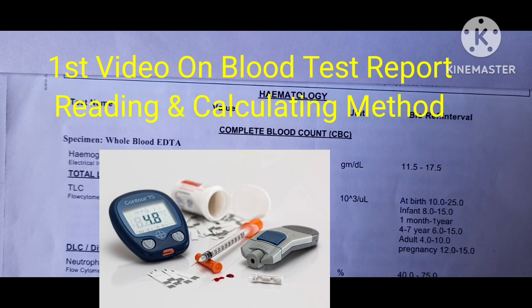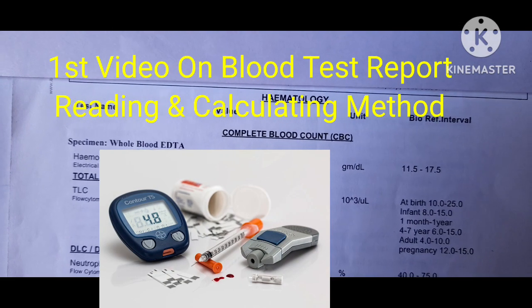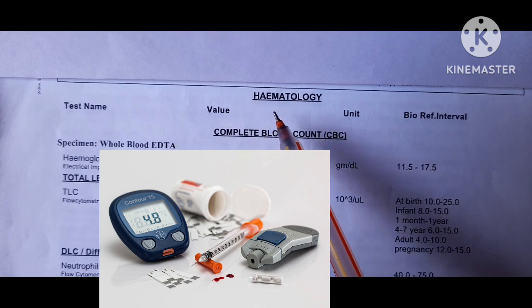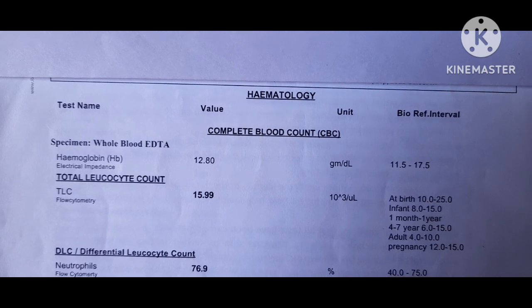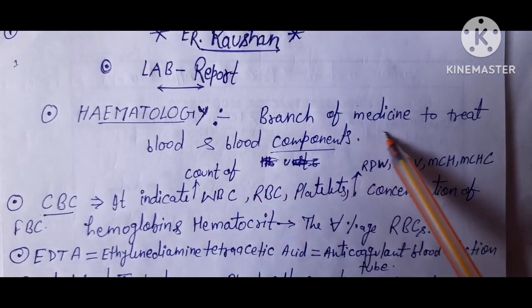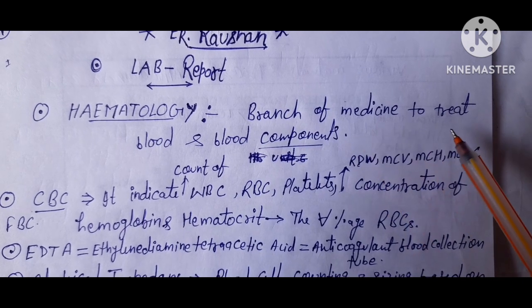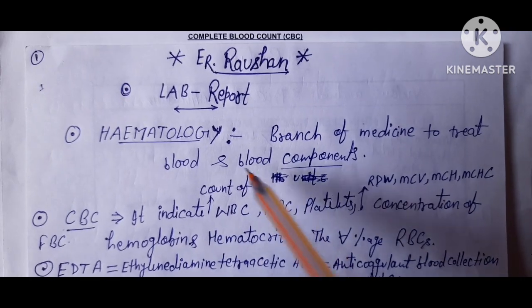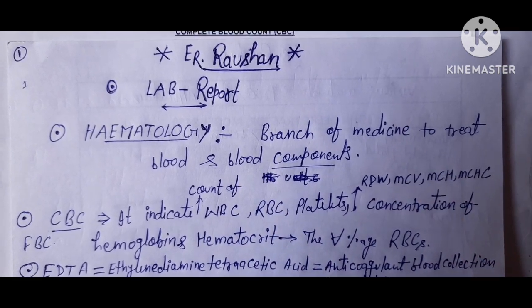Now friends, we are talking about medical lab reports regarding blood tests. The first term related to blood is hematology. What is hematology? Hematology is a branch of medicine to treat blood and its components. So this is the hematology medicine branch.